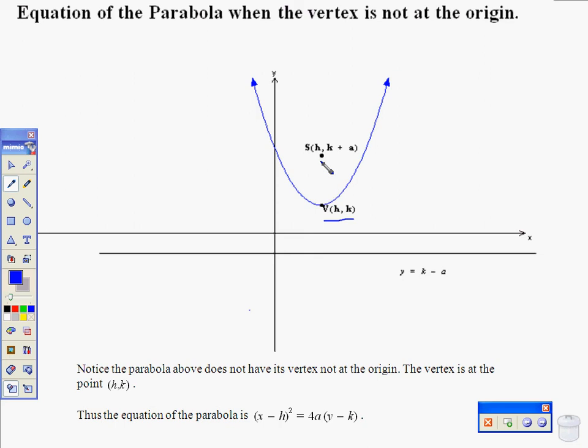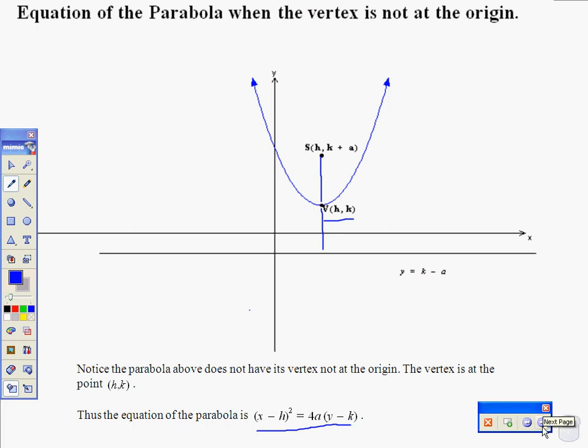Remember, we've always got a distance of a between our vertex and our focus, and a distance of a between the vertex and the directrix. So that doesn't change. That's still going to be the value of a. So the parabola here has a vertex at the point (h, k). It's given by this equation. This is the equation you've got to remember. It's very similar to the idea when the circle has its center not at the origin. We're using that idea of (h, k) again as the center of the circle before, now as the vertex. So (h, k) is that vertex there.